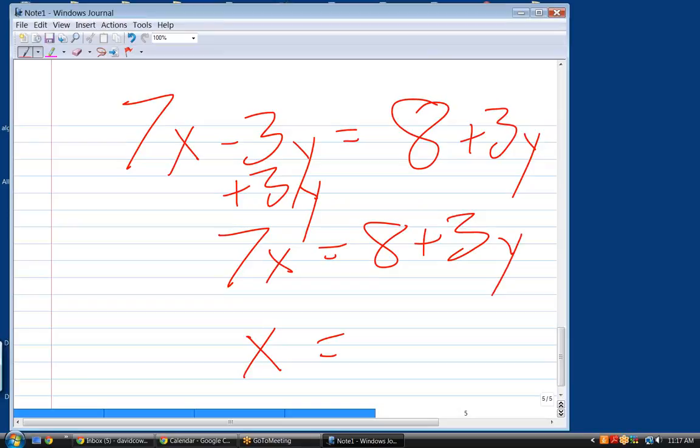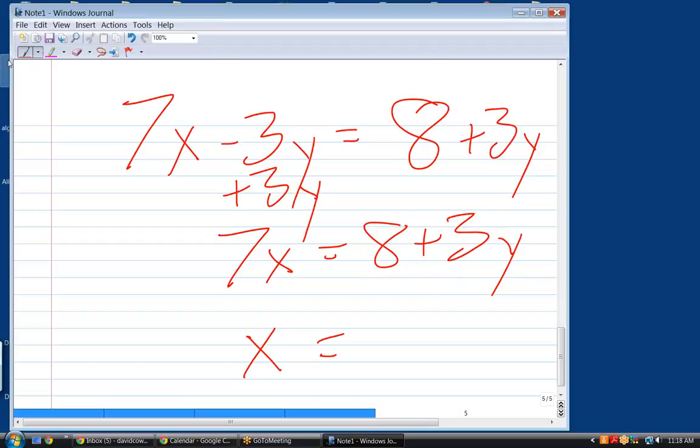You add the 8 to the 3. Hold on. You can't do that. In other words, that's an apple. Y's are oranges. You cannot add a number to a variable. I mean, you can add it like this, where I can write it like that, but that's the best I can do. But I can isolate the x pretty easy.